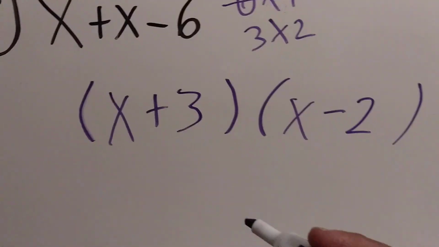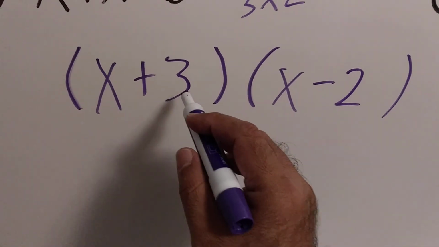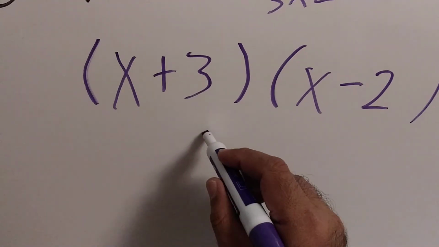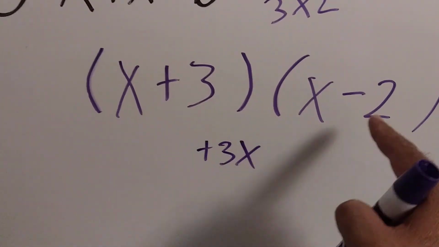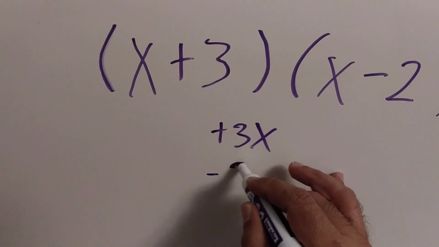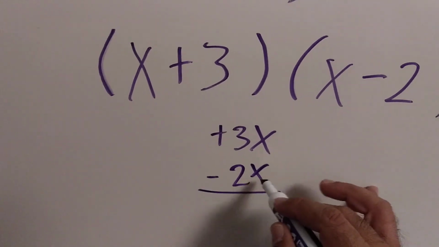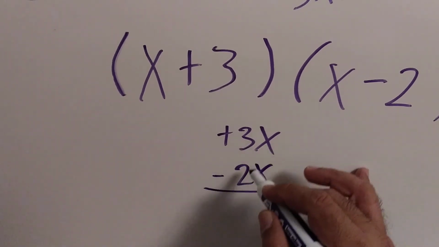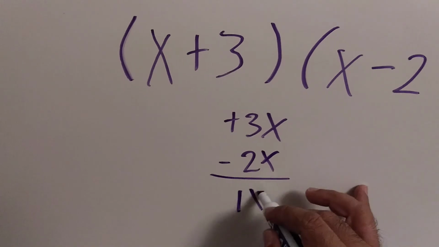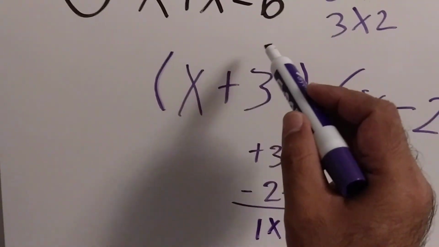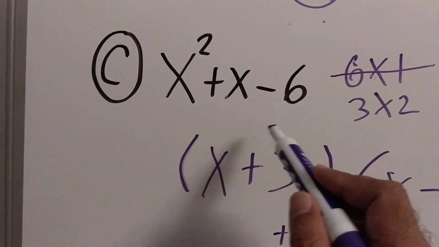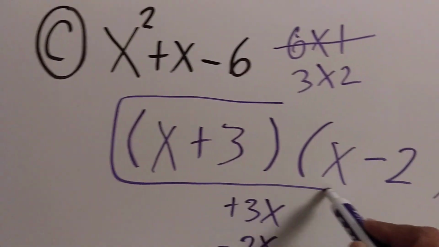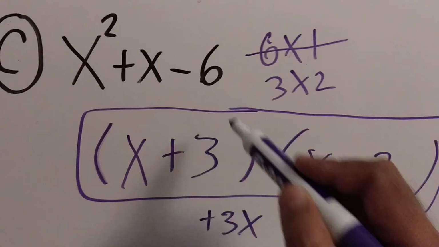Now let's do the smile test. We have positive 3 times x gives us positive 3x. And then you multiply the x times the negative 2 and it gives us negative 2x. When you combine them, positive 3x minus 2x, it gives you 1x. So our answer in factoring x squared plus x minus 6 would be x plus 3 times x minus 2.